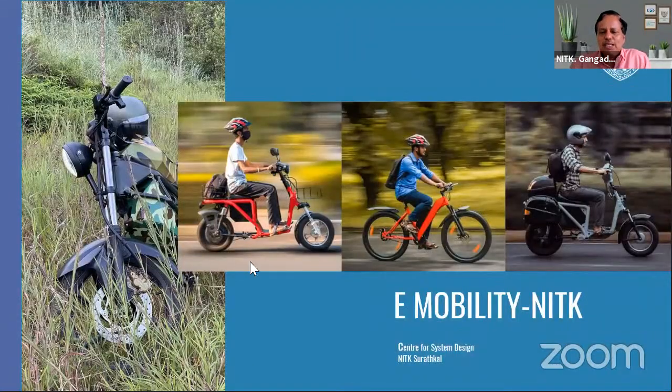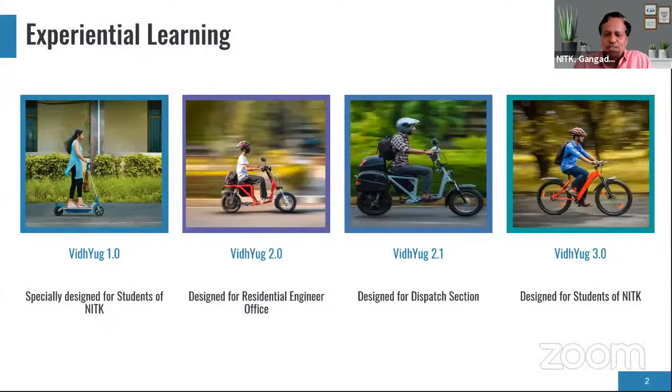So the entire e-mobility at NADK, driven by the Center for System Design: how did we look at it, and what is the philosophy? How did we bring the transdisciplinary concept into it? That is what we are looking at in the next few slides. So we had different kinds of design approaches. Our young students are interested in having some risk. Of course, they love to take risk. So we said, okay, an e-scooter where a student can stand and ride is one.